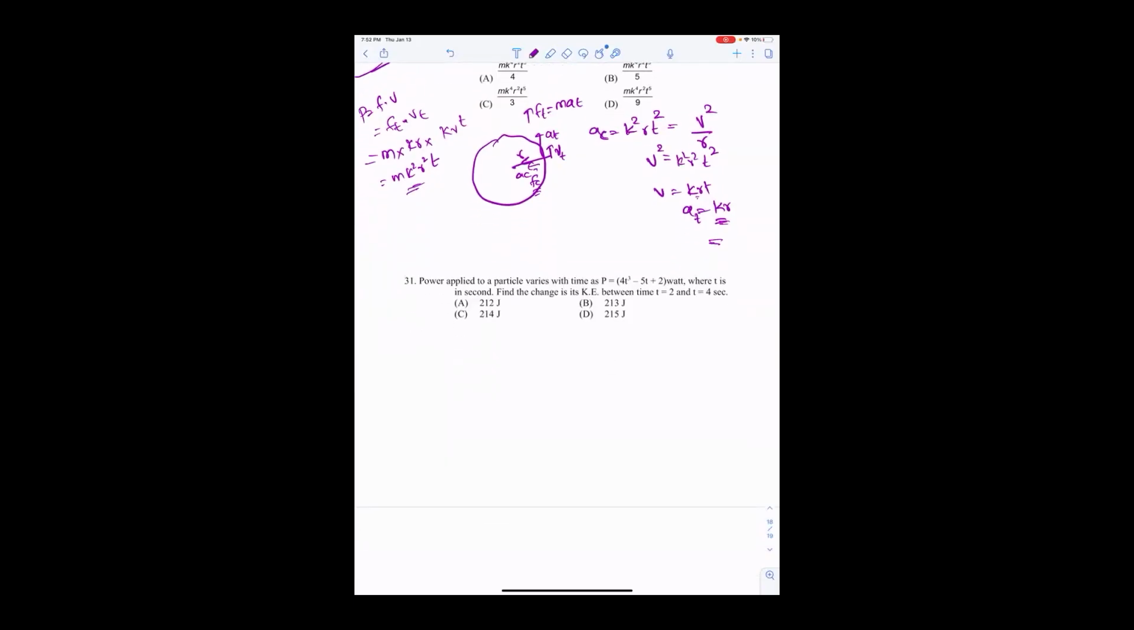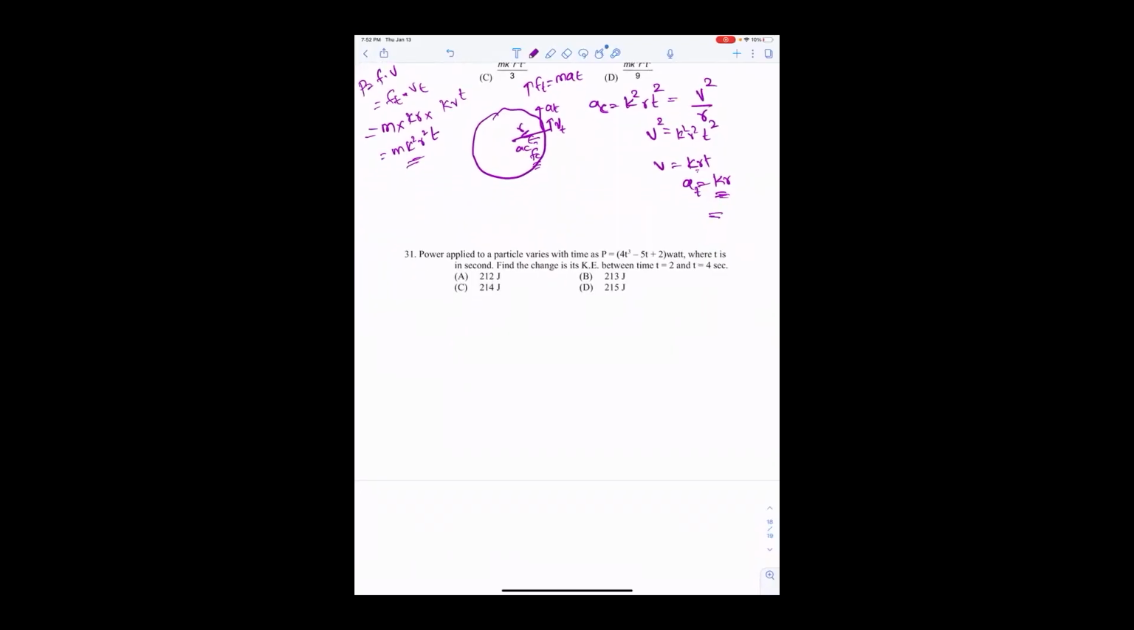Next one. Power applied to a particle varies with time as given. Find the change in kinetic energy. So work done: dW by dt is power. So delta W is integral of p dt, which is change in kinetic energy. So integrate 4t cube minus 5t plus 2 into dt. Integrating this gives t power 4 minus 5t square by 2 plus 2t. Right?